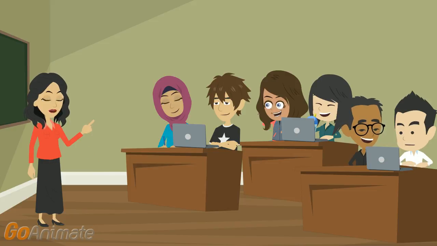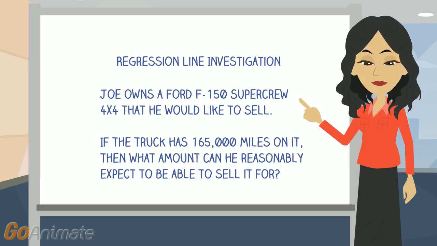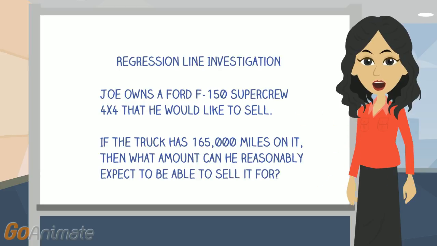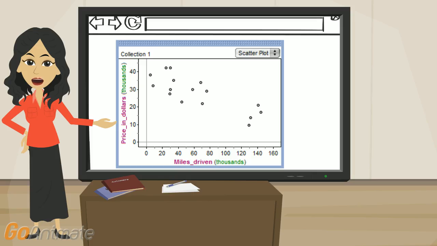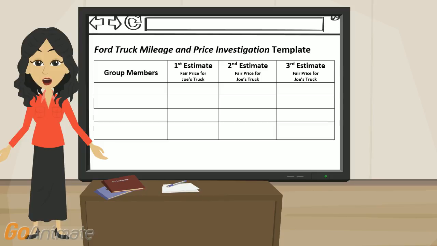Hello, Ms. Smith. Today we are going to continue our work with scatter plots, and then look at how to create a least squares regression line to help us find the answer to a real-world problem. Here is the investigation that we will be working on. We will use a least squares regression line to help us determine the amount that Joe can expect to sell his truck for. You have all had a chance to look at the scatter plot of truck mileage and selling price in your small groups. Enter your estimated price into the Google Doc for the class to see.